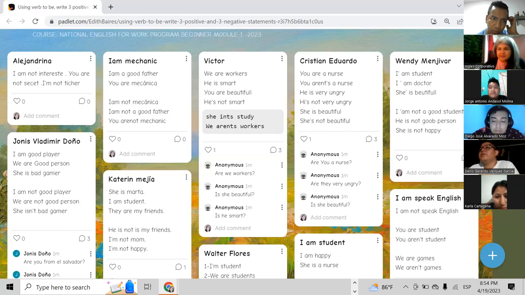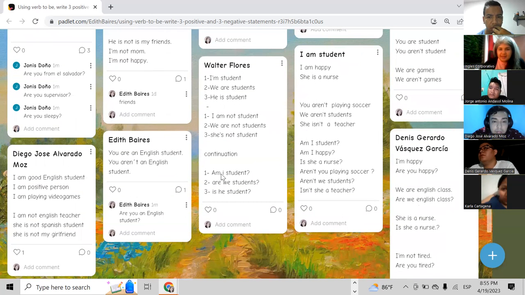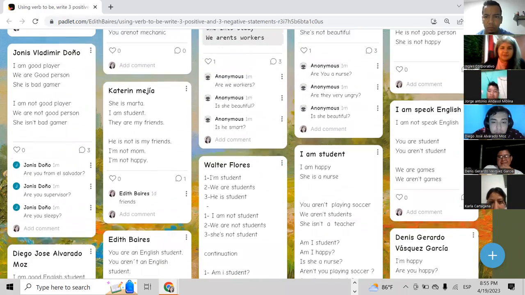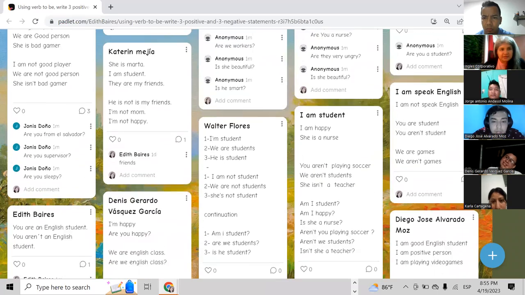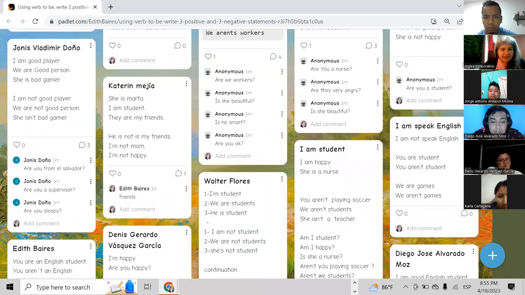Déjeme ver quién más. Walter. Am I a student? Ok, le falta el artículo A. Are we students? Ajá. Is he a student? Le falta el artículo A. A student. Ok. Muy bien. Veamos. ¿Quién más? Johnny, are you from El Salvador? Are you a supervisor? Are you sleepy? Okay, muy bien, Johnny.